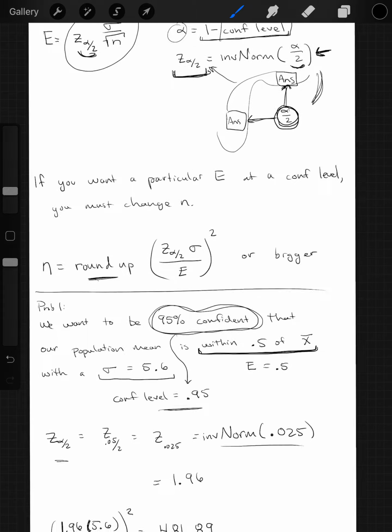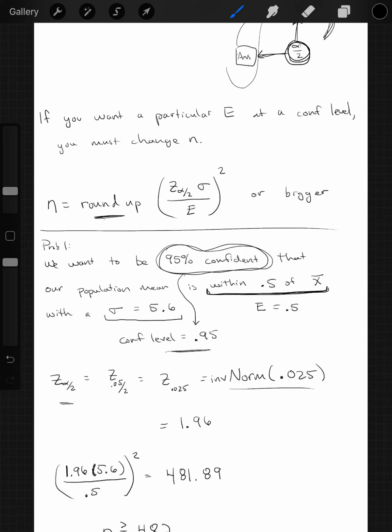And the last formula we have in this section is considering the fact that if we want a particular E, and usually we want that to be small, because that relates to how big our confidence interval is, and we really want our confidence interval to be as small as possible. But if we want a particular E at a certain confidence level, then the only thing left to change is n, and luckily that's entirely within our grasp. That is entirely something that we can do.